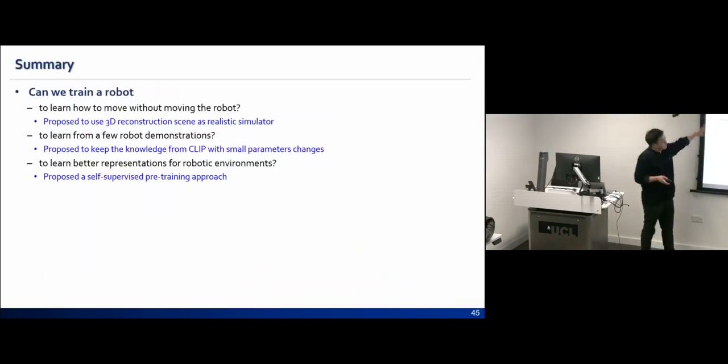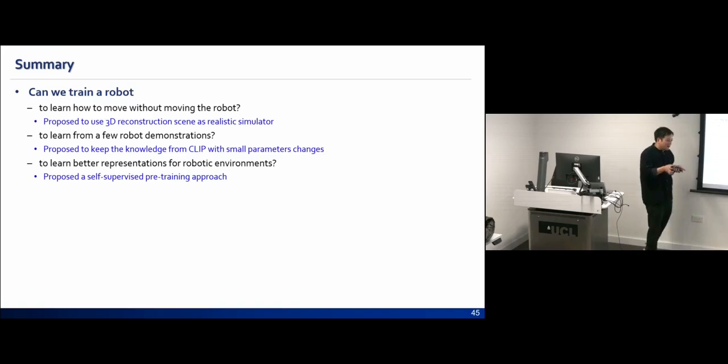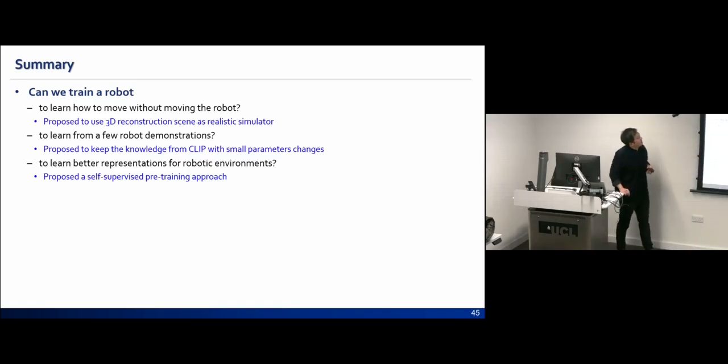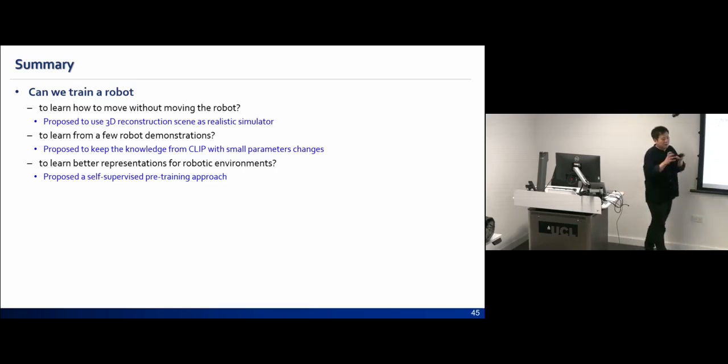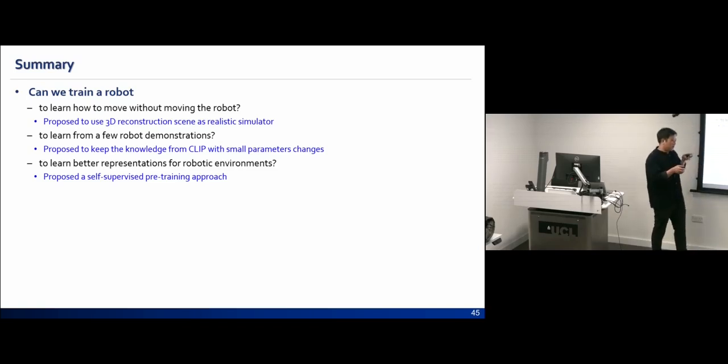Yeah, so these are the 3 topics that we worked on last year. The first one was, can we train a robot to learn how to move without moving the robot? In this case, we proposed to use 3D reconstruction and then try to imitate the robot movement in that reconstructed scene. The second one is to learn from a few robot demonstrations. So we use some foundation models and existing technologies to fine-tune the CLIP model, just a few layers of the CLIP model, to keep the generalization capability while still adapting to the robot environment.